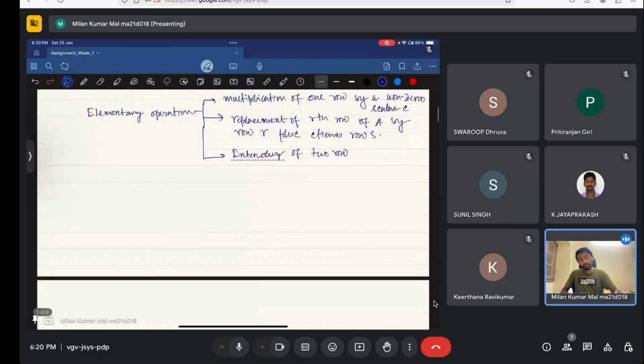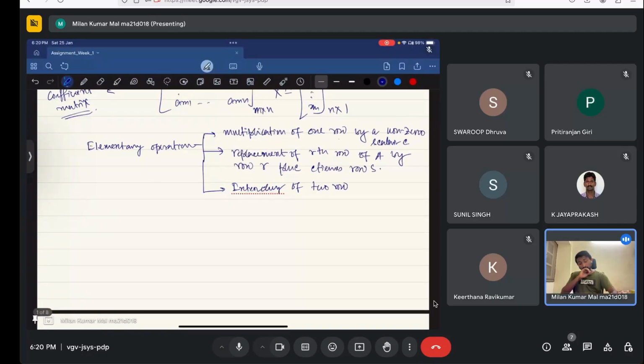Okay, so you can interchange two rows. So these are the three elementary operations. Recall that multiplication of a row by a non-zero scalar is one of them. For example, we have initially this system: a11 x plus a12 y is equal to, suppose, b1, and a21 x plus a22 y is equal to b2.